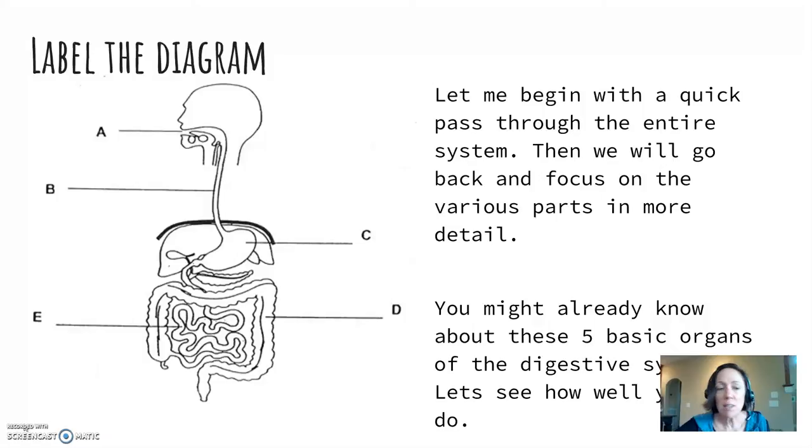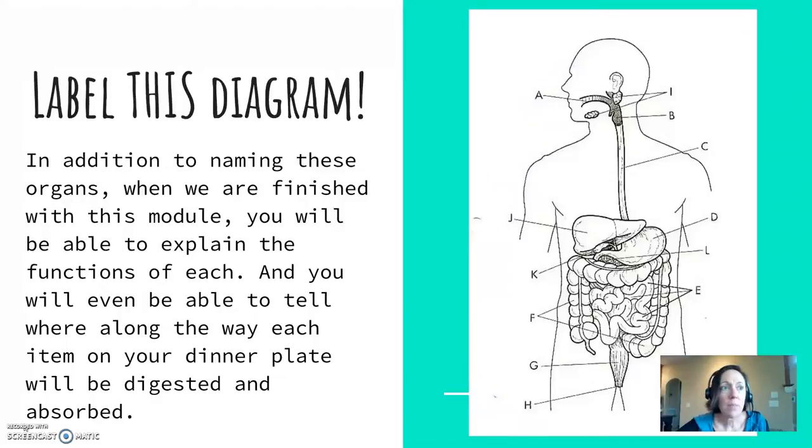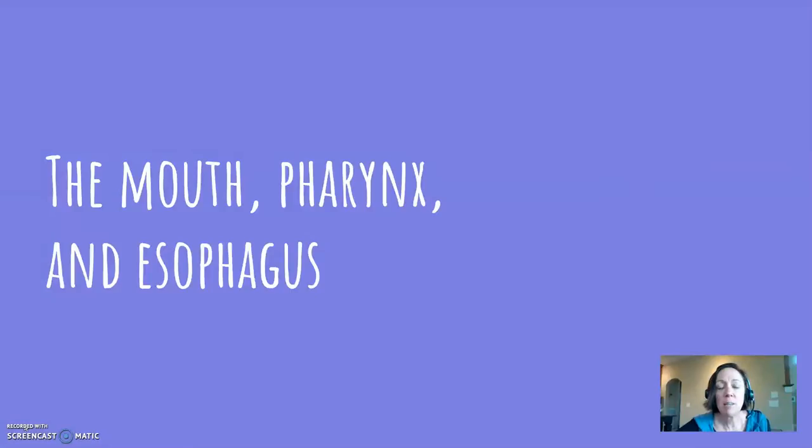So first I want you to pause the tape and see if you can label this first diagram on your own, just to see where you are as we get started. In reality, there's a lot more detail than what you found in those 5 little organs listed. So let's see if you can name any of the other organs in the next diagram. So hit pause and see how many you know in this one. In addition to naming these organs, when you're finished with this module, you're going to be able to explain the function of every organ, and you'll be able to tell where along the way every item on your dinner plate can be digested and absorbed.